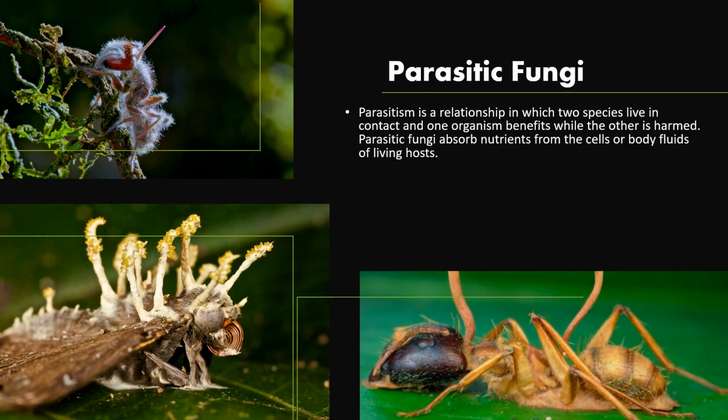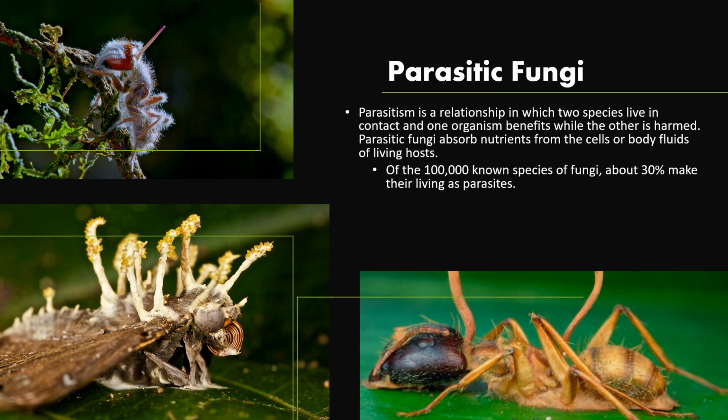Now, not all fungi are going to be decomposers. Some of them are going to be parasitic. Parasitism is a relationship where two different species are in contact with each other. One of the organisms benefits from the interaction and the other one is harmed. In these parasitic interactions, the fungus does well and the host is harmed.